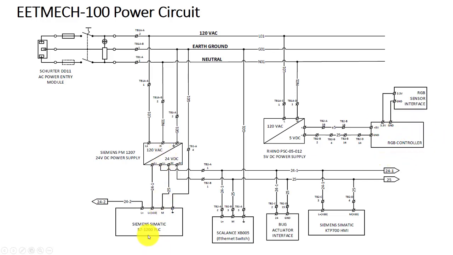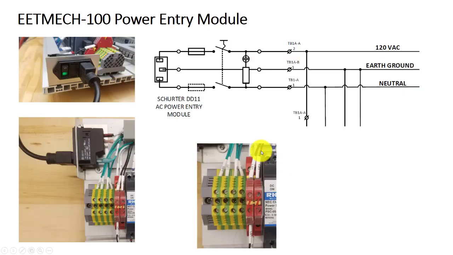So you have the Siemens PLC getting 24 volts, the Ethernet switch getting 24 volts, the bug actuator interface takes 24 volts, which it then supplies to the H bridge and eventually to the motor. And then the HMI also runs off of 24 volts. So let's look at the power entry module first.